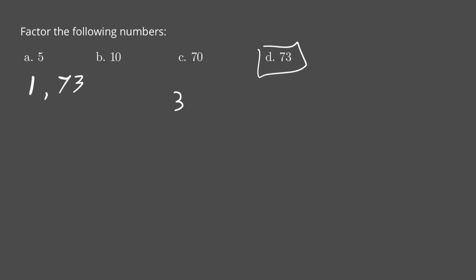3 going into 73. 3 goes into 7 twice, giving us a 6. Subtracting that gives us a 1. Bring down the 3 for 13. 3 goes into 13 4 times. That's a 12 with the remainder of 1. So 3 and 24 are not factors of 73. Okay, so now we start wondering, are there any factors? Let's try some of the other tricky ones.